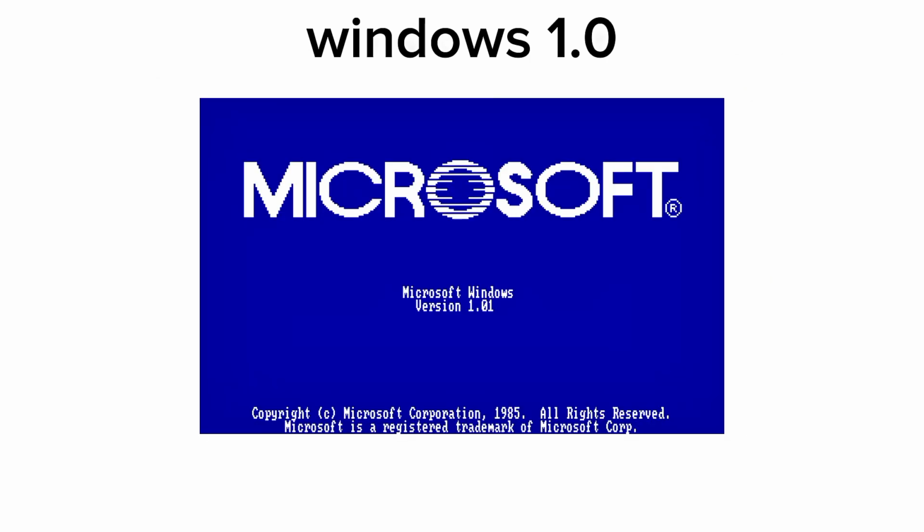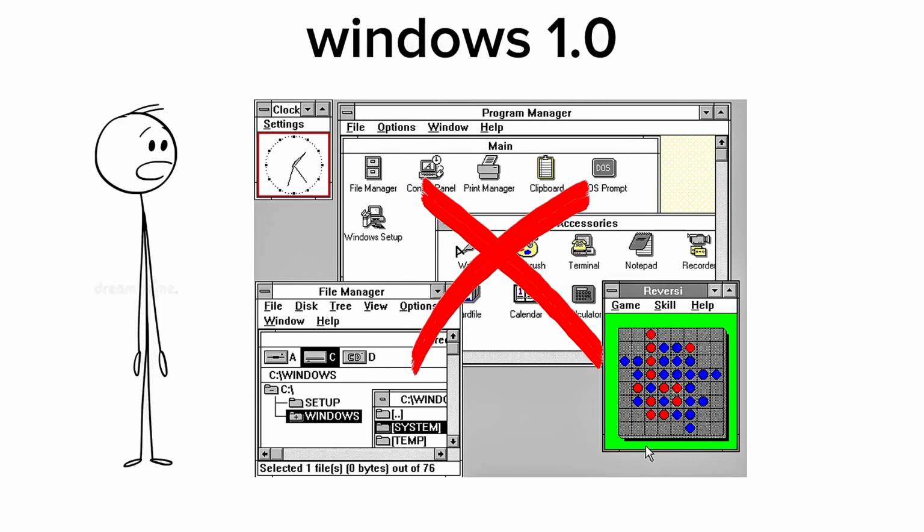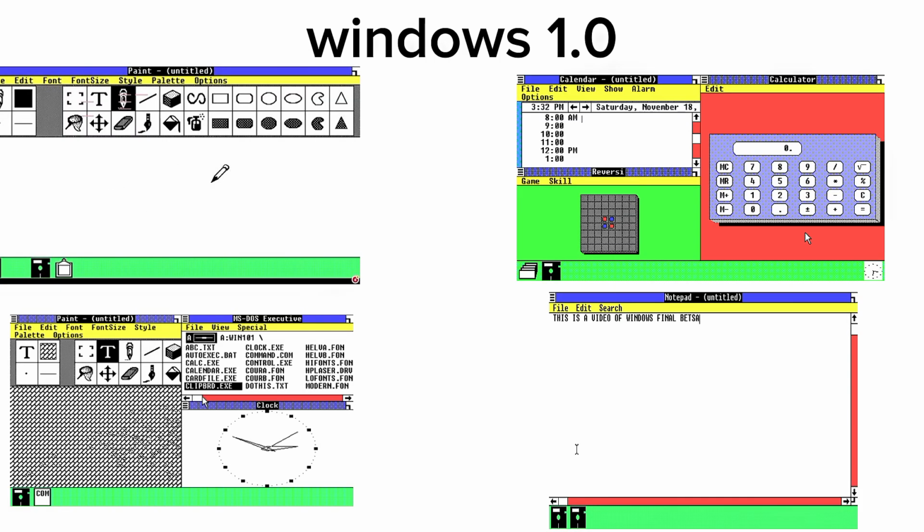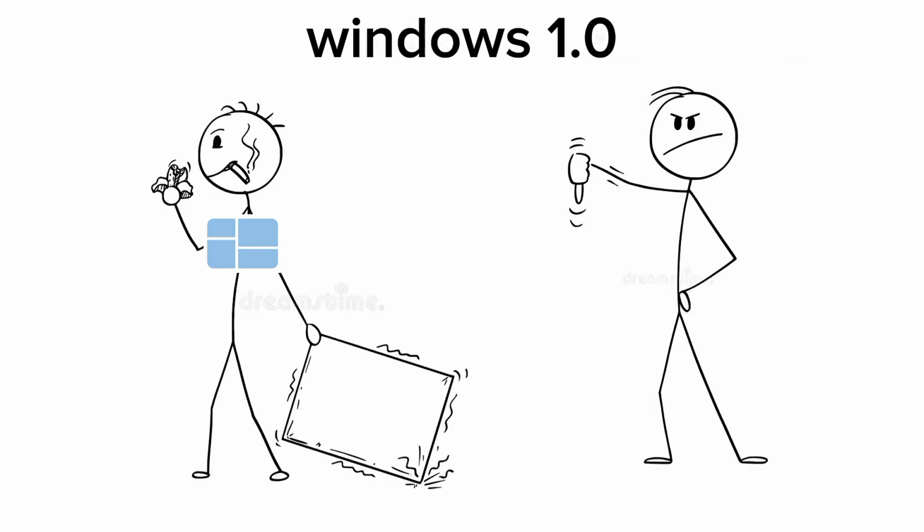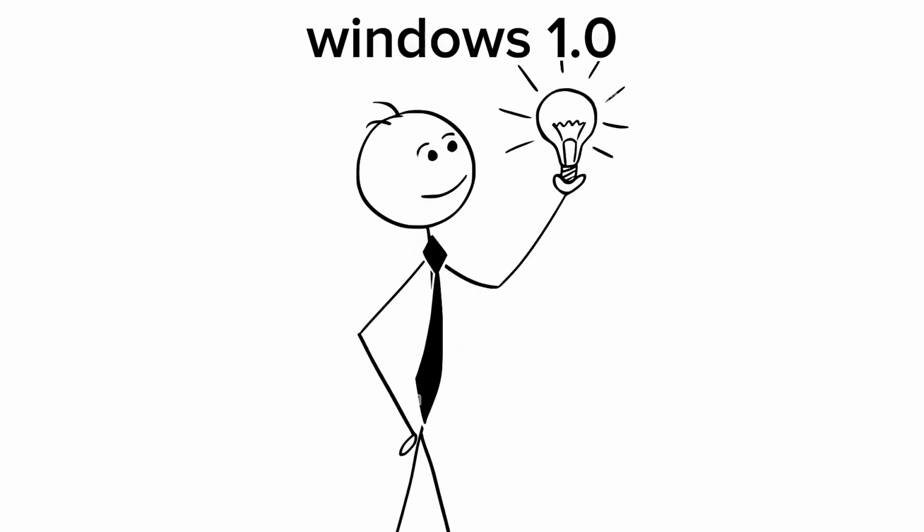But Windows 1.0 was limited. You couldn't overlap windows at all. Everything was tiled and weird-looking. Most apps were extremely basic: Notepad, Paint, Calculator, and Clock. It was slow, clunky, and not a huge success. This small attempt was the spark for everything that came next.